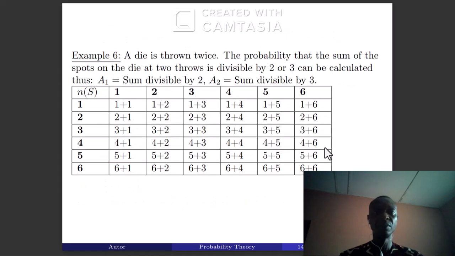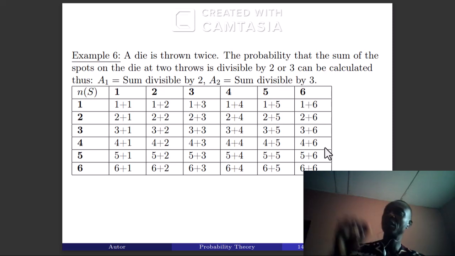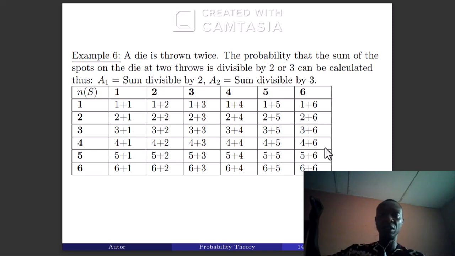And another example, if you throw a fair-sided die twice, the probability that the sum of the spots on the die at 2 throws is divisible by 2 or 3 can be calculated. The first thing to do is to know the total number of sample space. If you throw a fair-sided die twice, the first one has 6 sample space, the second 6 sample space. You want to now get the sum. So how do you do it? This is how to do it.